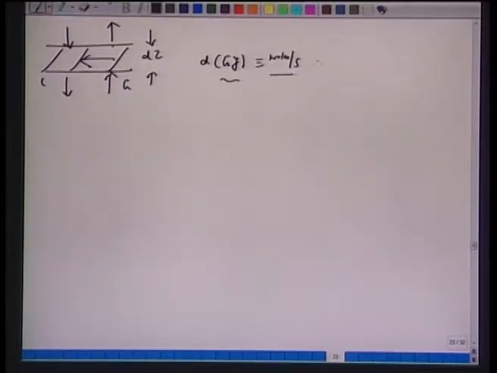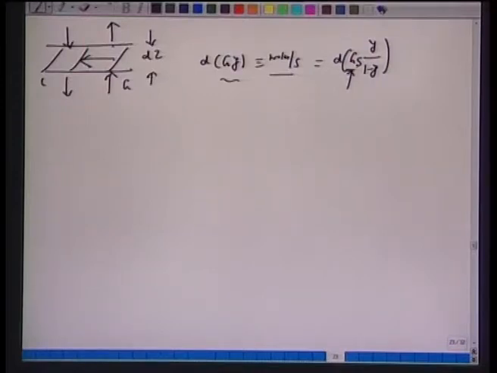So, dGy can be written as d(Gs y/(1 minus y)). We are trying to bring this Gs here, because we realize that Gs does not change along the height, along the column. It is the solvent flow rate. The carrier gas, air or nitrogen, does not get absorbed in the liquid, and the liquid does not evaporate into the gas phase.